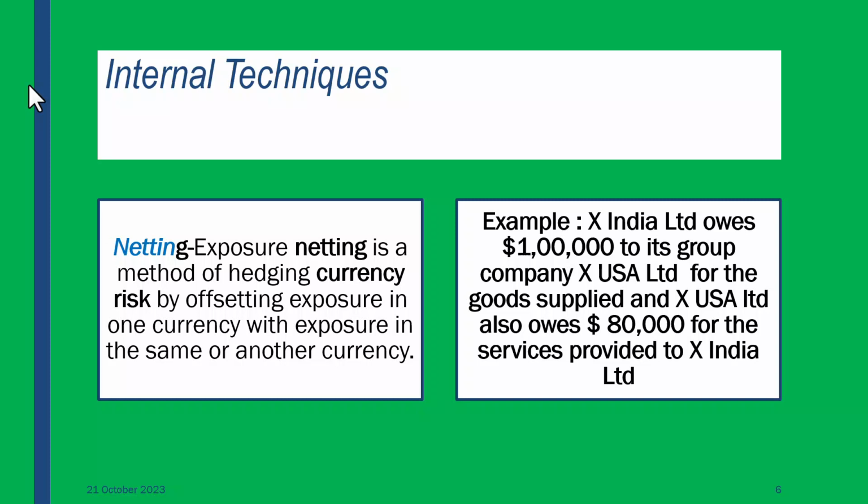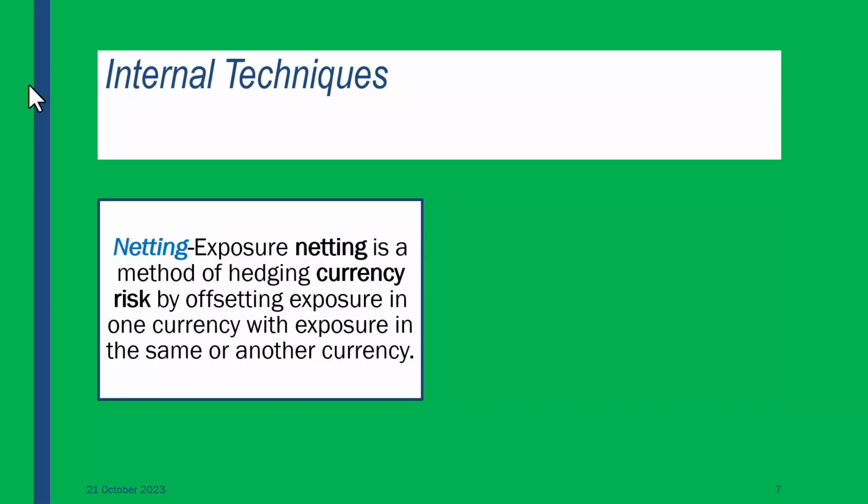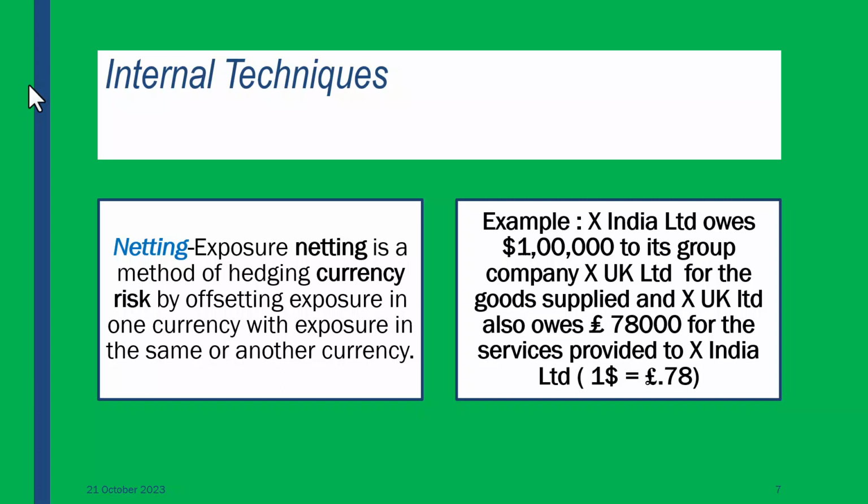It can be in the same currency, it can be in a different currency also. Let's take an example. Just read the example. X India Limited owes $100,000 to company X UK Limited for the goods supply, and X UK Limited also owes 78,000 pounds for the services provided to X India, and $1 is equal to 0.78 pounds. So in this case they have dues to each other, and at that time the dollar was equal to 0.78 pounds. That means the net off will not involve any kind of payment.